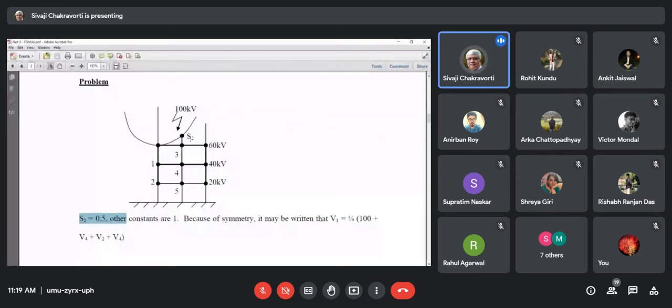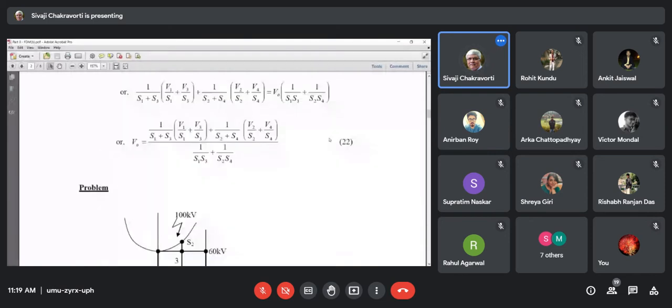By the way, I have forgotten to tell you that if you take equation 22, and if I put S1, S2, S3, and S4 all equal, what do you get? What sort of system do you get? I put S1, S2, S3, S4 as 1. What sort of system do you get? Sir, a system with equal nodal distances. Absolutely correct. So if you do that, you must get the same expression which we have discussed in the last class. So please check whether you are getting the same expression or not.